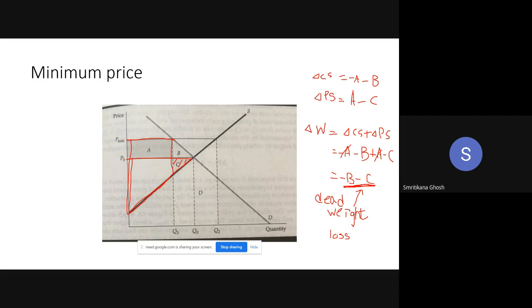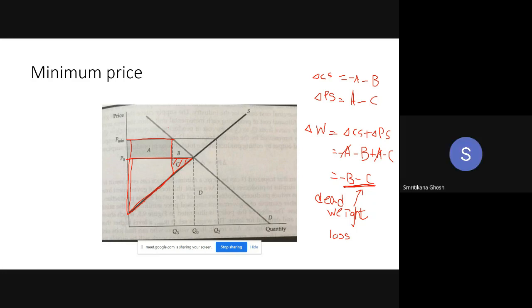Okay, ma'am, this is a popular policy, can we say. Ma'am, I also had this one doubt. Can we use the concept of elasticity in this case? Yes. How will it differ?